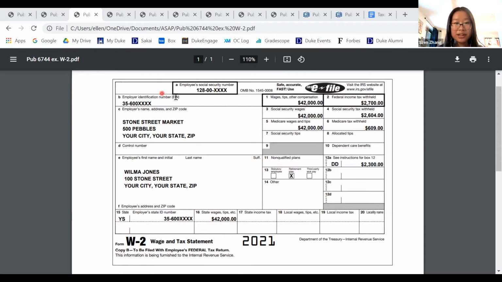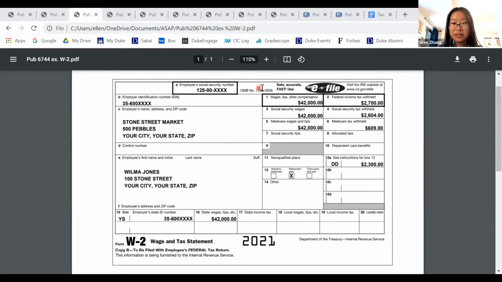In box A here, this is where your social security number can be found. So employee social security number. Then in box B, this is your employer's identification number. It's like their social security number, but for their company. This is your address, or sorry, that's your employer's address. This is your address down here. We can see that this is a mock W-2 for a Wilma Jones. And now let's get into the specific boxes.